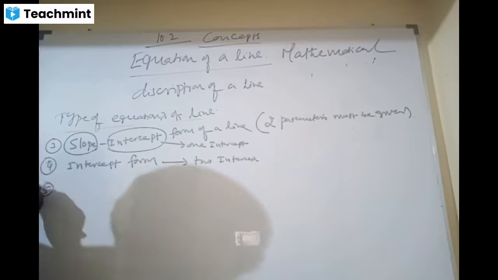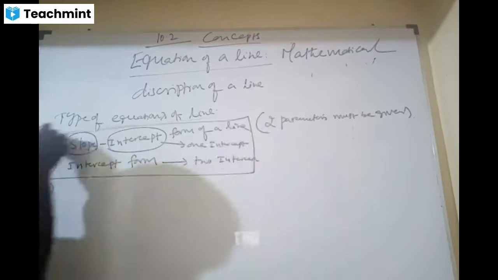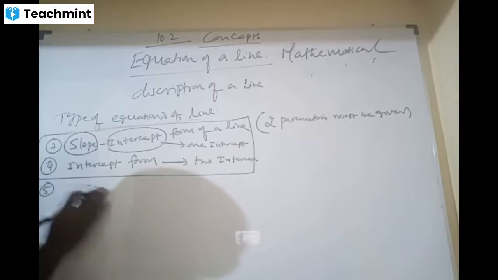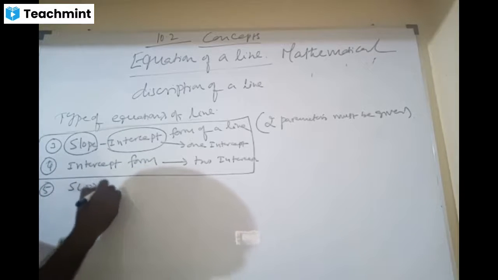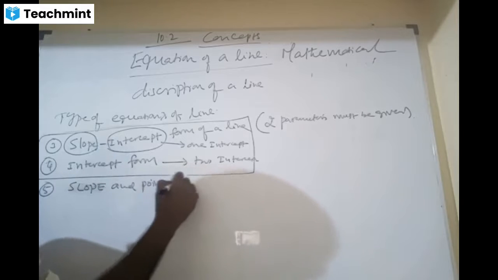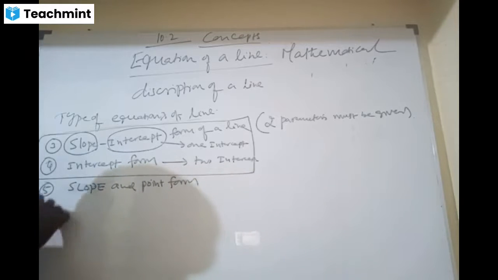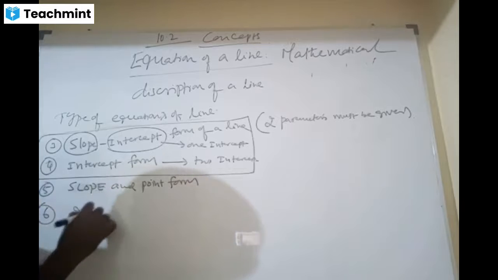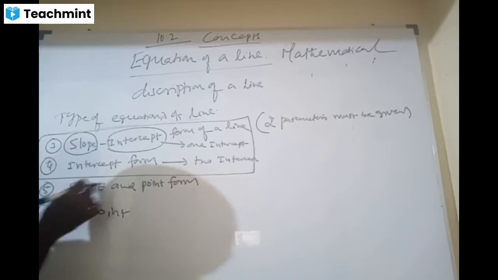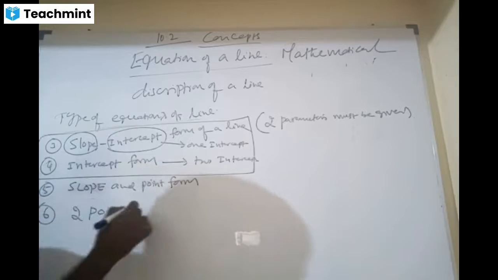After that, let's go for another parallel. Your parallel, please. Next is slope and point form. Slope and point form. Sixth one, two point form, dears. 2 point form.